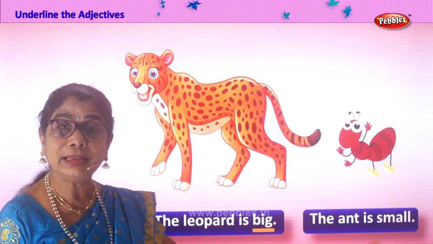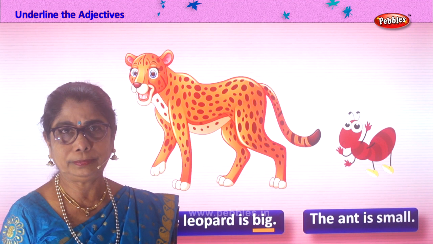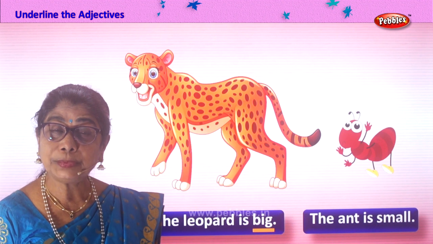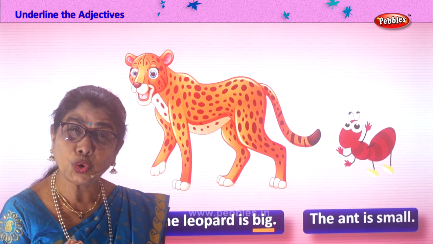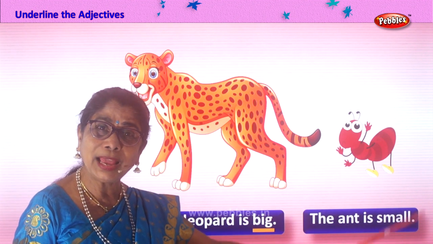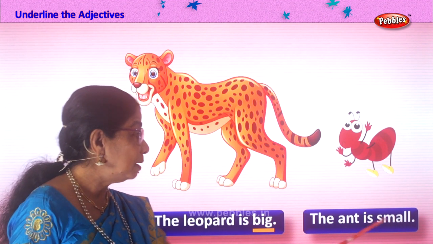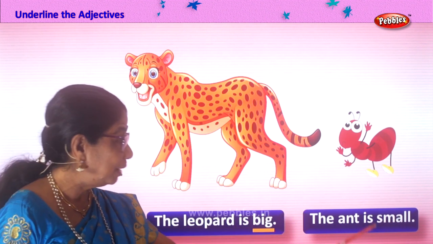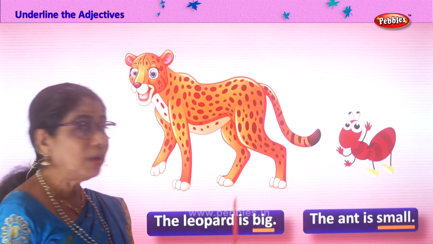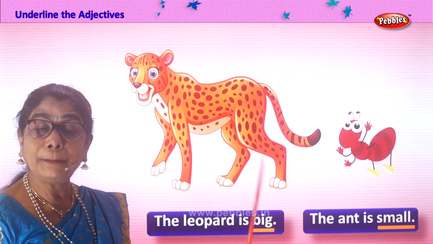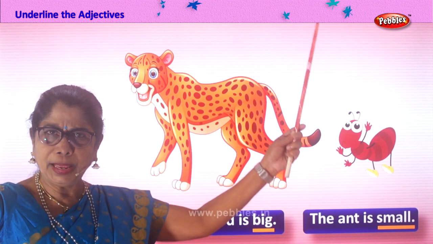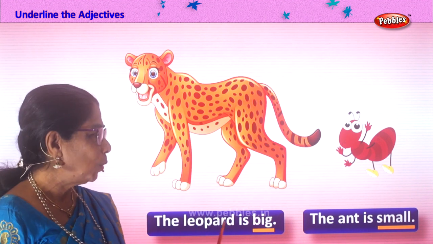Now let's read the sentence here. The ant is small. Look at the ant. What describes the ant? It is small. What is the opposite of big? Small. So here the adjective that describes the ant is small. We underline small. Now look, we have here the leopard being big. What is the opposite of big? Small. Big, small. And that's what we are doing.